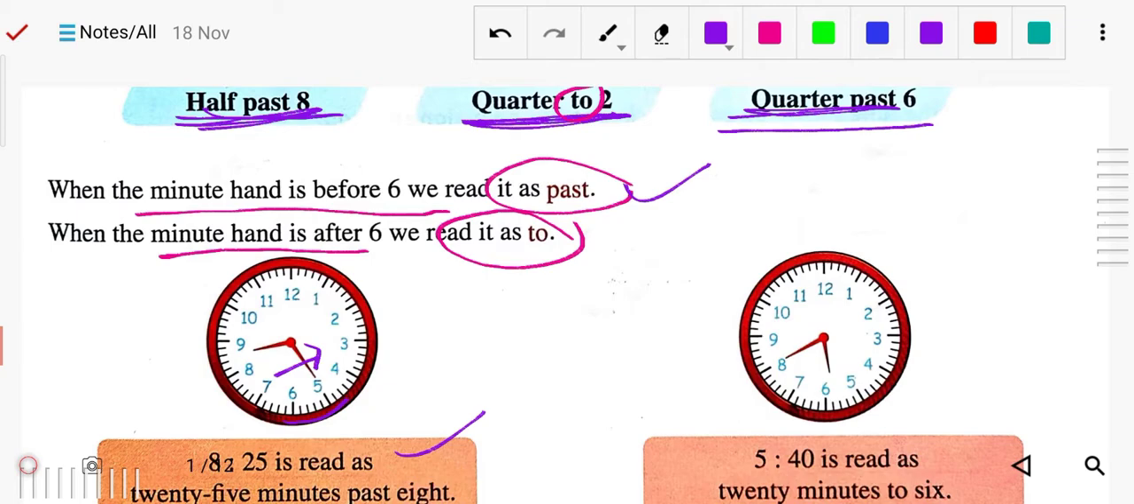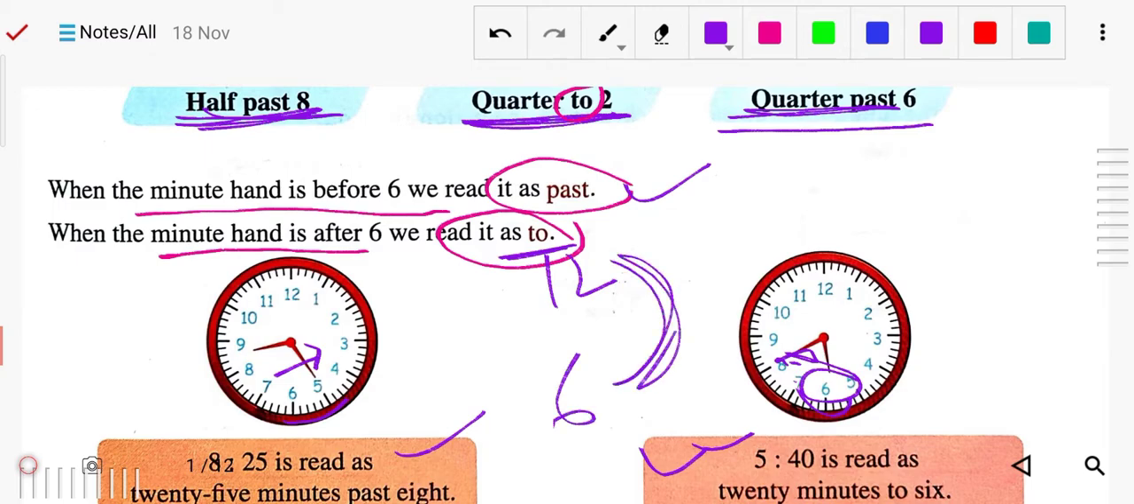If the minute hand is after 6, this is after 6, 6 is here, so you have to use to. So 5:40 is read as 20 minutes to 6. If the minute hand is before that, meaning on your clock 12 is here and 6 is here, if the minute hand is somewhere here, you use past. If the minute hand is somewhere here, after this 6, you use to.